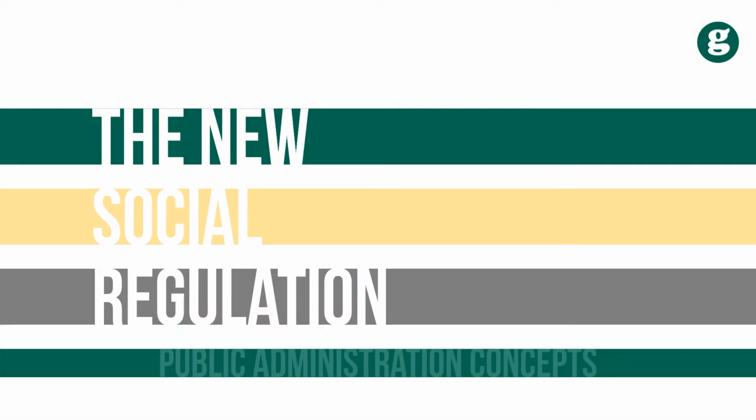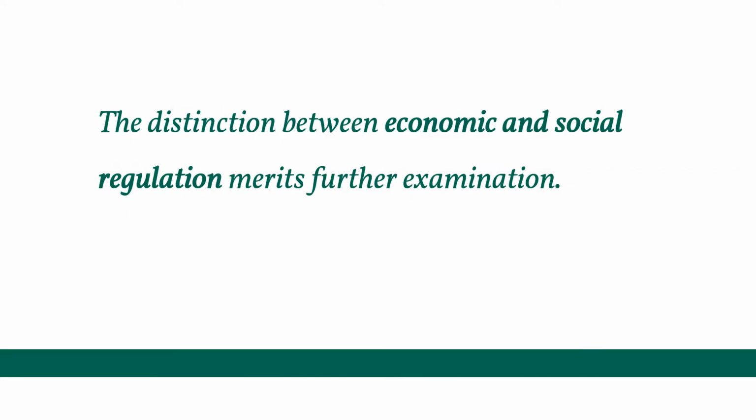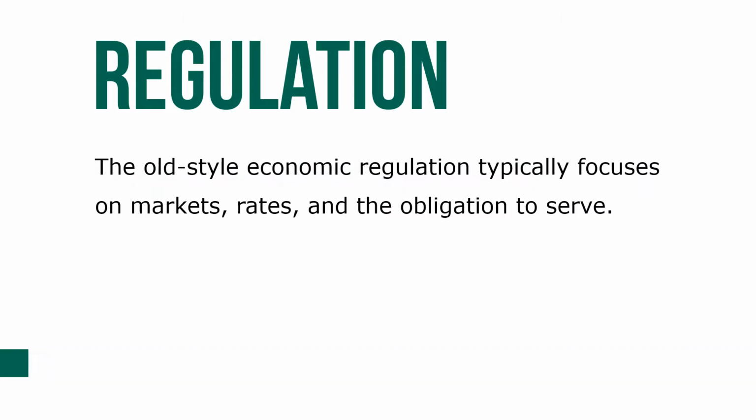Let's take a look at the new social regulation in public administration. The social distinction between economic and social regulation merits further examination. The old style economic regulation typically focused on markets, rates, and the obligation to serve. The new style social regulation affects the conditions under which goods and services are produced and the physical characteristics of products that are manufactured.